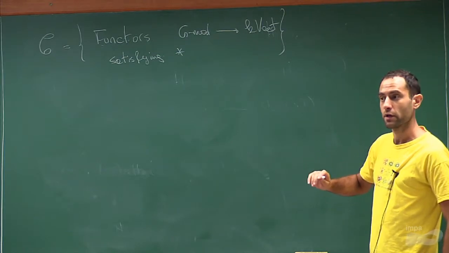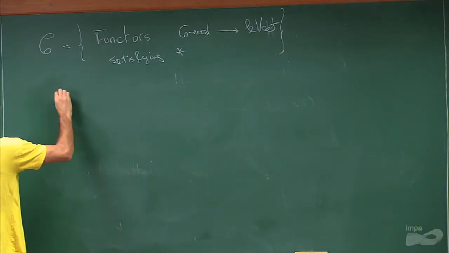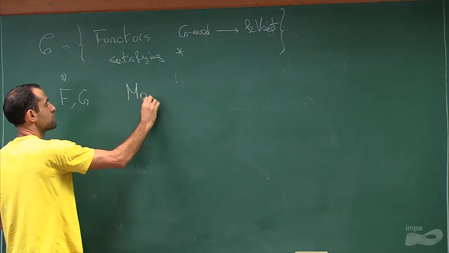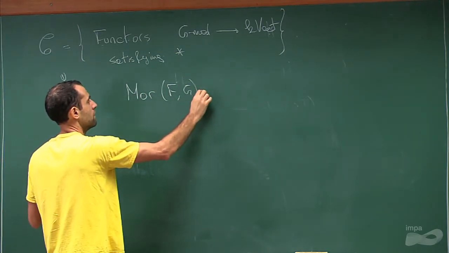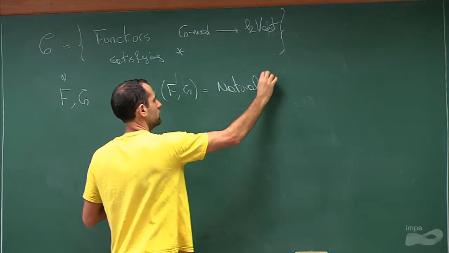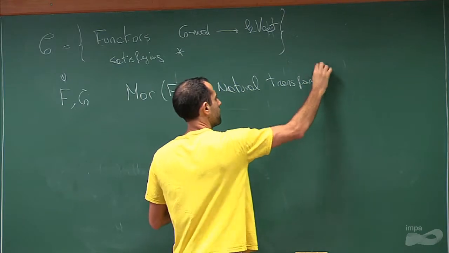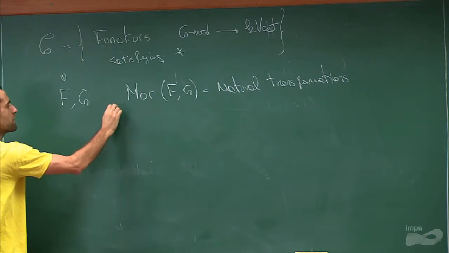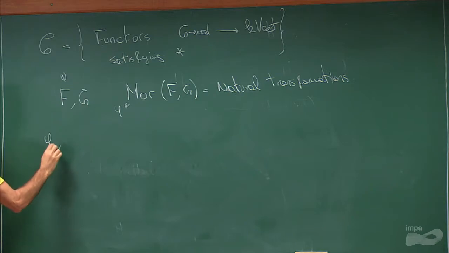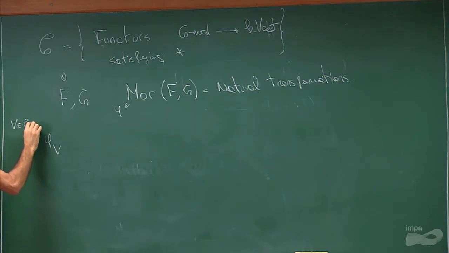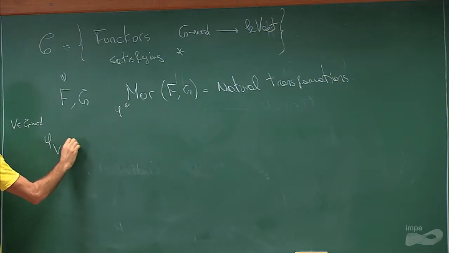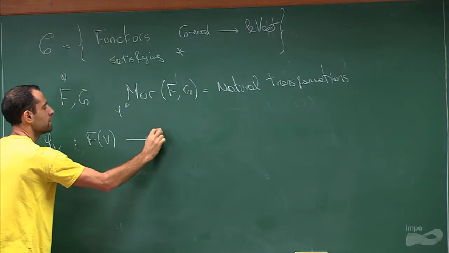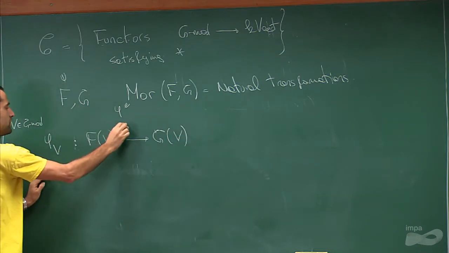And now I claim that this is a category. So how is this a category? Well, if you have one functor f and one functor g in this category, the morphisms between them are going to be natural transformations. And remember that natural transformations, what are these things? Well, let's suppose that you have some phi here, then phi for a representation V should be a linear map in K vector spaces between f of V and g of V. So this is my phi sub V.